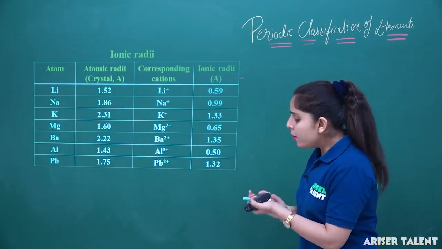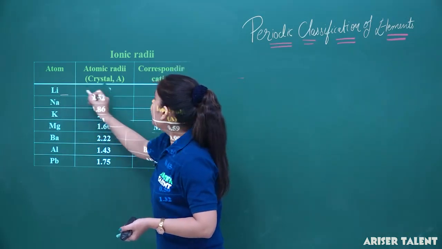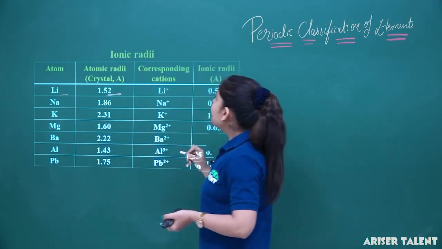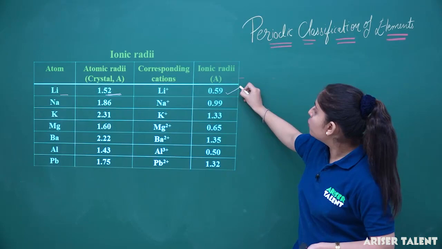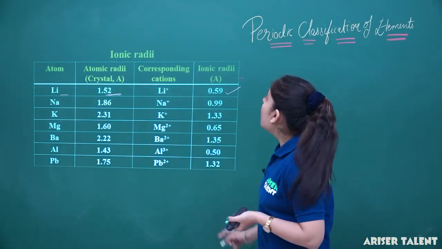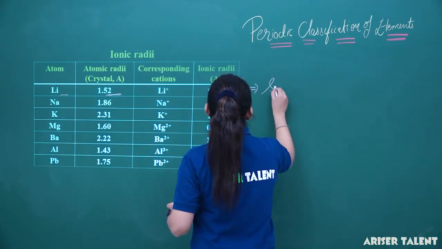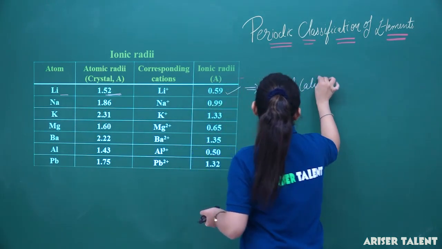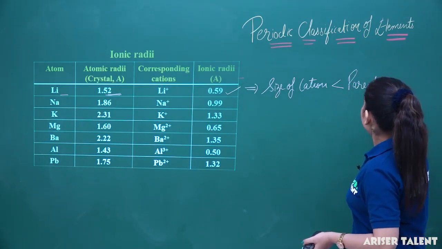Now what we have observed from this table: lithium has an atomic radius of 1.52. But if lithium forms the cation, that is Li plus, its size is reduced to 0.59. It means the size of the cation will always be less than the parent atom. This conclusion we have already discussed, that the size of a cation will be smaller than the parent atom.